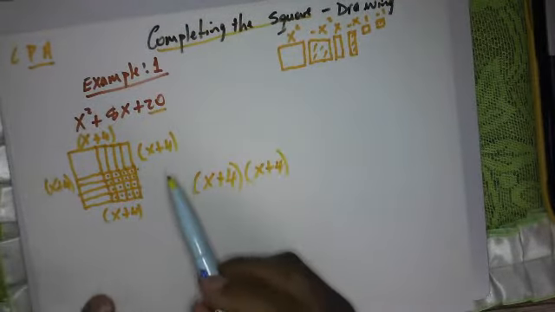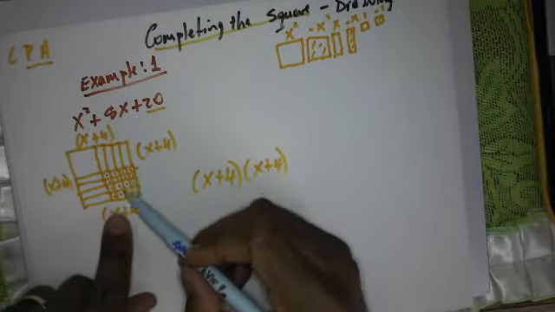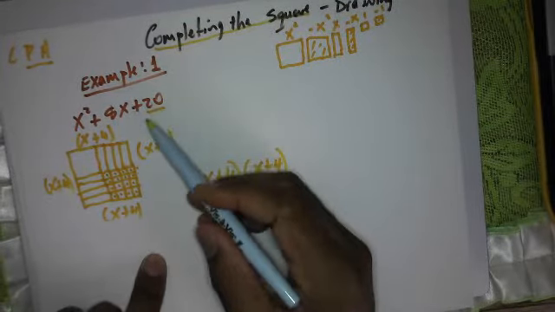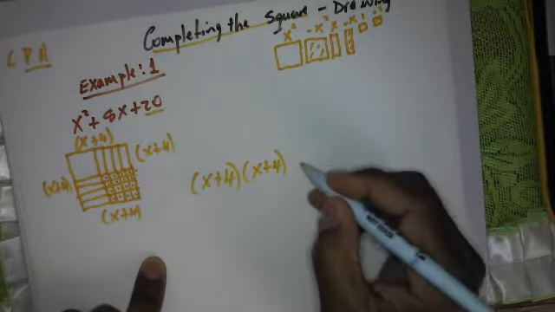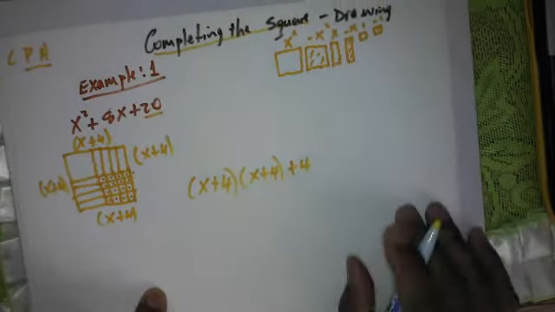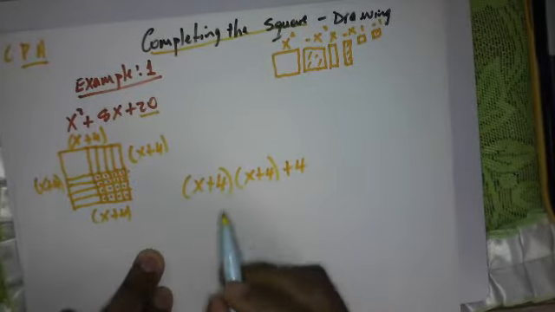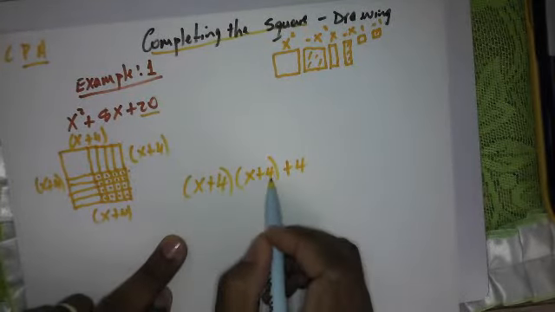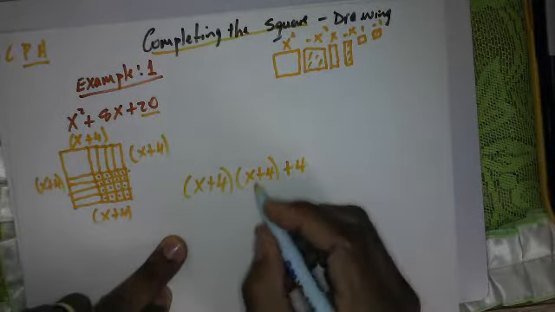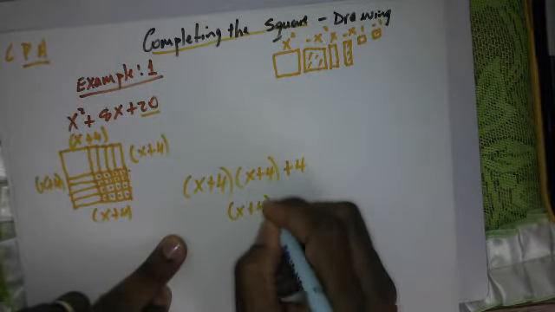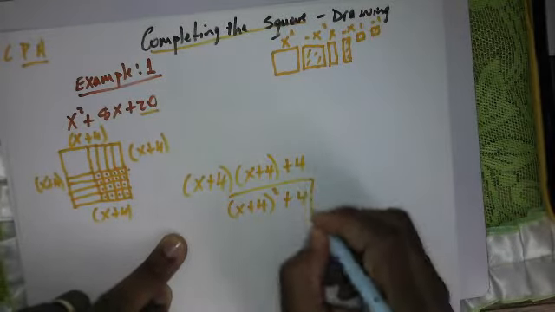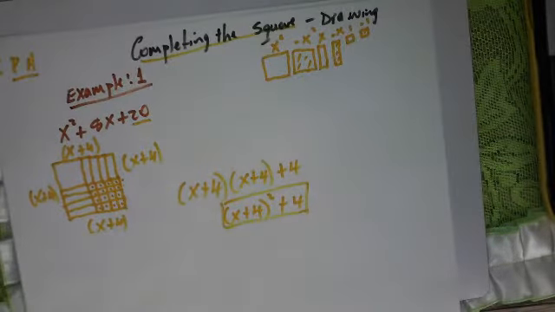Remember, when we took the 16 pieces we needed to complete the square from the 20, we still had 4 remaining. Any amount that you have left will always come here, so since I have 4 remaining, this is plus 4. Also, remember from your algebra class that when you multiply something by itself, it means the thing squared. So x plus 4 times x plus 4 means x plus 4 all squared, plus my 4 here. And this is my completed square by drawing.